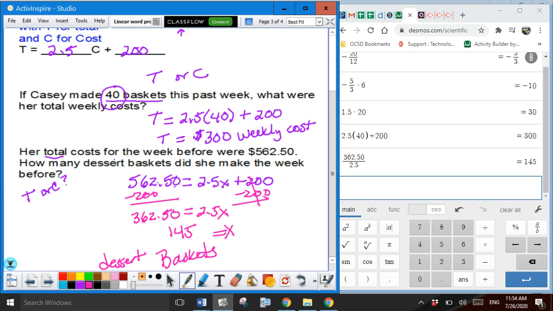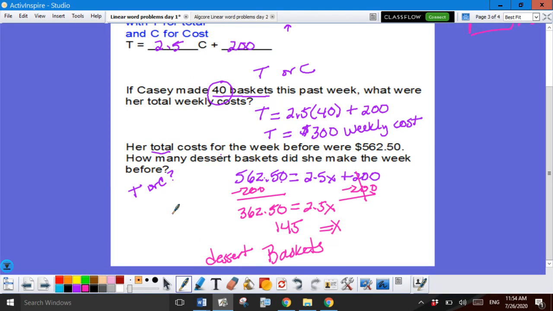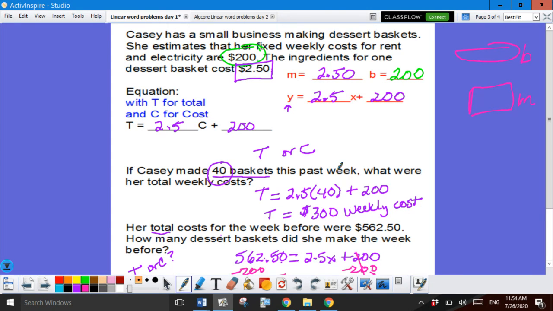Okay, so today you're working on developing the equation, substituting in and solving correctly. So whether you're substituting in for the x or whether you're substituting in for the total, you have to decide and accurately solve. Okay, so take your time, do a good job, ask questions as you get stuck.